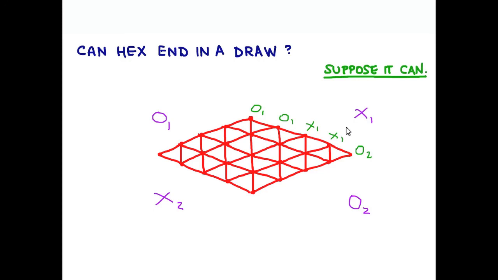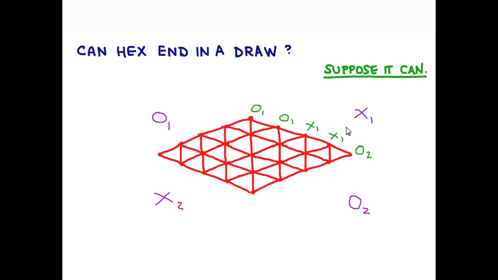I'm going to change every X on the board to either an X1 or an X2. And every O that's on the board is going to change to either O1 or O2. Which one it changes into depends on how that chain is connected to the X1 side or the O1 side. Let me give you an example.